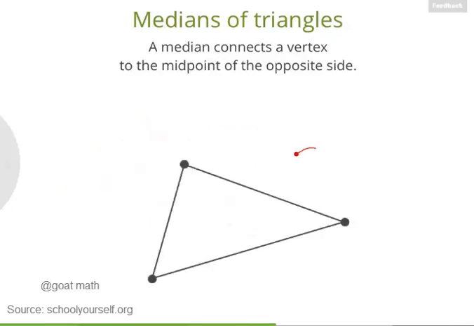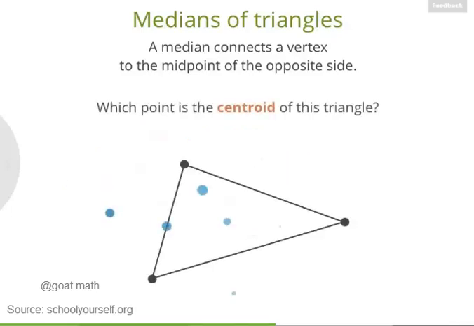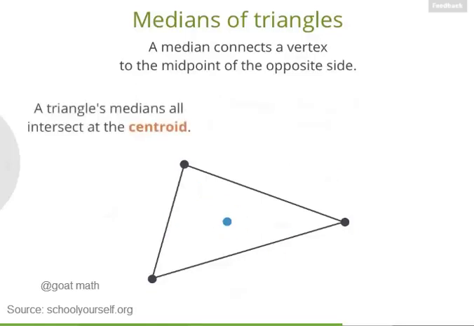So next, take a look at this triangle here. Which of these points appears to be the centroid of this triangle? In other words, where do all three medians of this triangle intersect? Excellent. So this point is the centroid of the triangle. And we can see that's right because all three medians pass through this point.